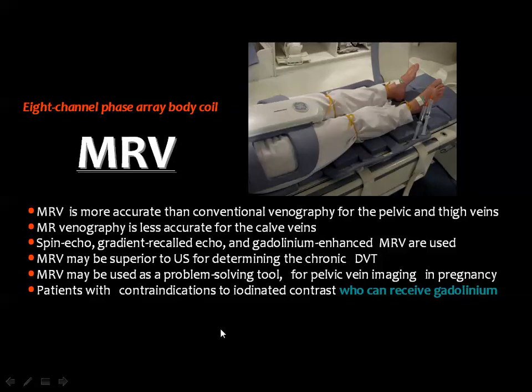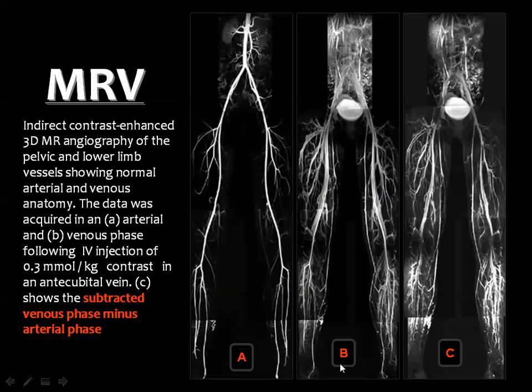MR venogram is performed, as you can see here, by putting tourniquets at the ankle and about the knee joint. We put a cannula in one of the veins on the dorsum of the foot on both sides. We inject gadolinium, and then we can image the lower limbs. We can use the contrast material to show both arteries and veins. Then we subtract the images, and you can see the arterial tree, and you can also see the venous tree.